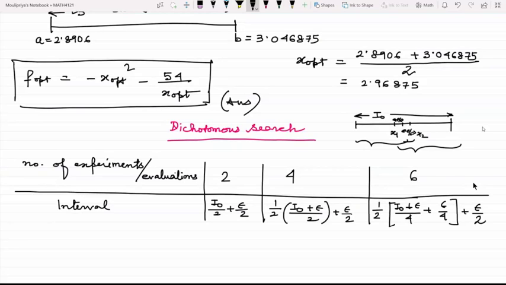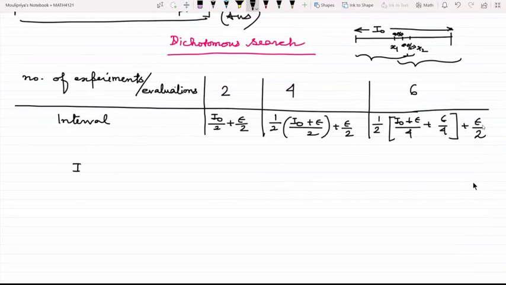So what we can do is I2, তার মানে হচ্ছে here two represents two experiments. যদি আমরা এইভাবে ভাবি, so I2 is equal to I0 by 2 plus, I can write this epsilon by 2 as epsilon times 1 minus half. Can I do it? Yes, ma'am.